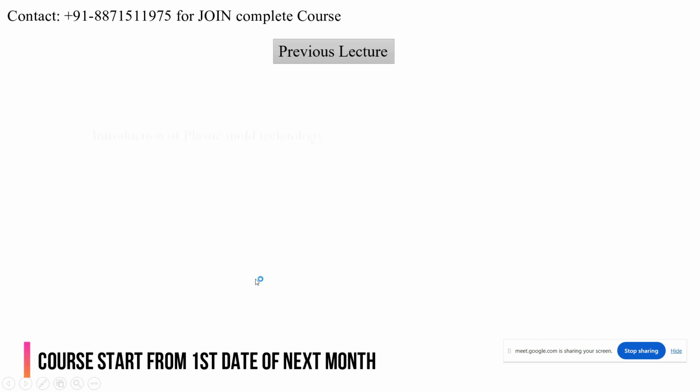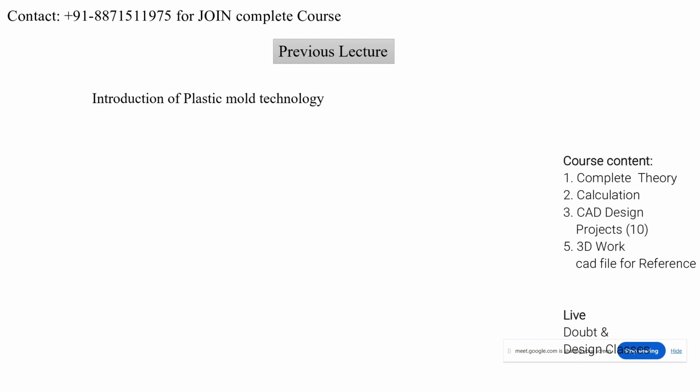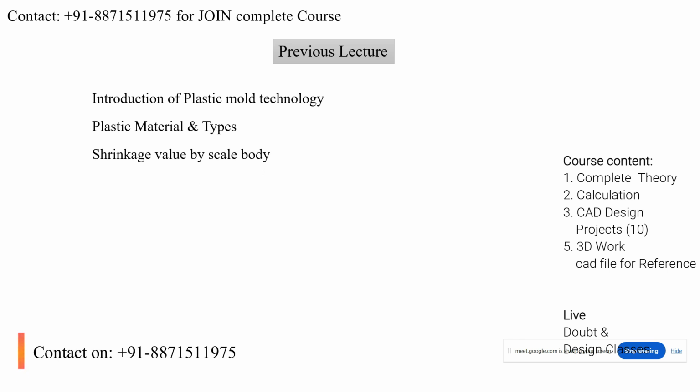Okay, so basically in the previous lecture, what have we discussed? We have discussed the introduction of plastic mold technology, the plastic materials and their types, right? And the shrinkage value by the scale body, which is very important for the fitment of the component, depending upon the geometry of the component, which feature is critical, which face or dimension is critical. Depending upon the dimension, we have to provide the shrinkage value by the scale body, right?